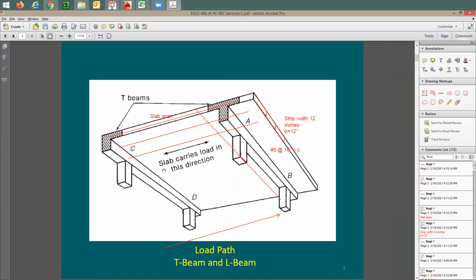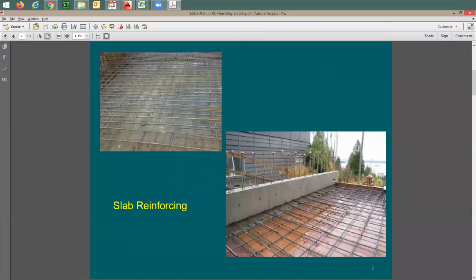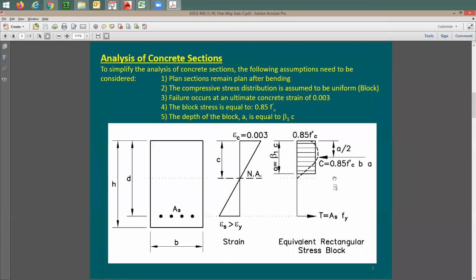This is going to be like the main direction, and this is going to be like the secondary direction, if you like. Here's the standard slab reinforcing. You're going to see it in both directions. How about the section design? You can say section design is going to be very similar to what we have learned. It's going to be like for a rectangular section.